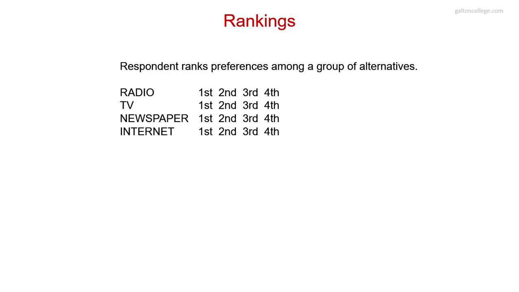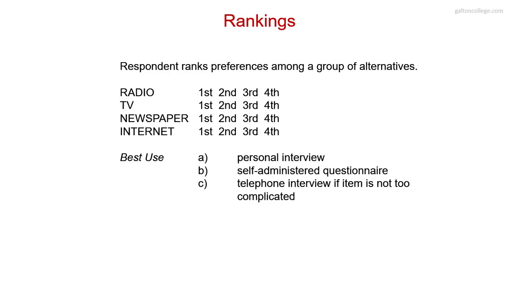Well, it would be television. In the evening, I get television. And what about newspaper and internet? Yeah, I'd have to put the internet third. I use the internet a lot, and I very seldom buy a newspaper, so that's number 4. So they may give you a response of that nature. So now you've got a picture of their rankings. Again, best used for personal interview, self-administered questionnaire, or telephone item if it's not too complex.